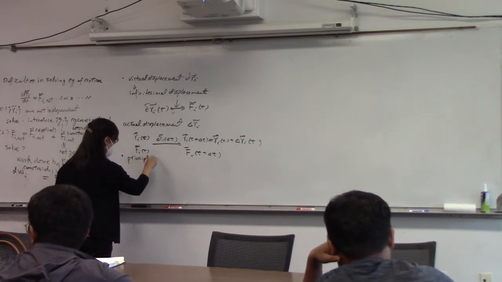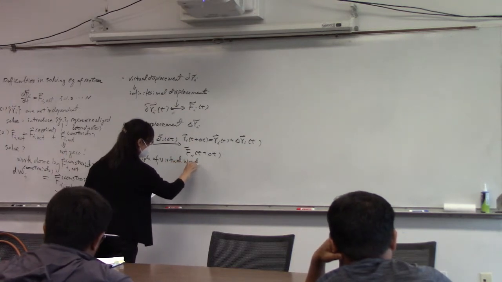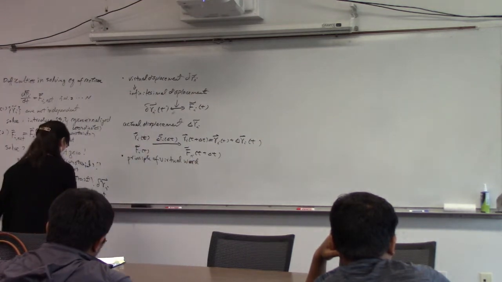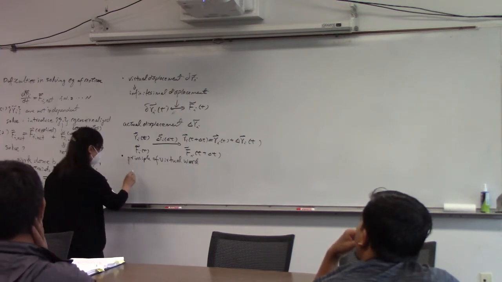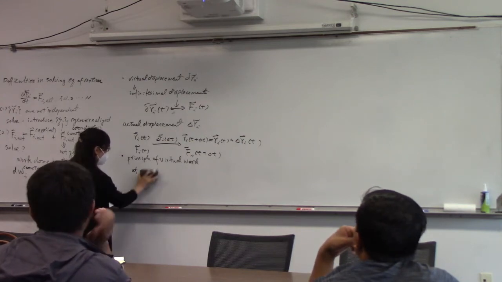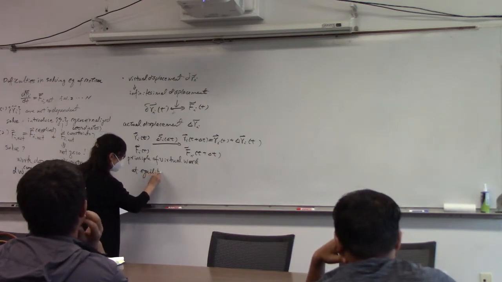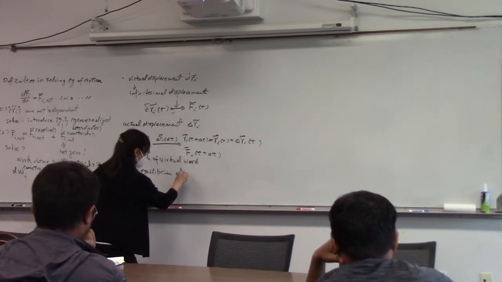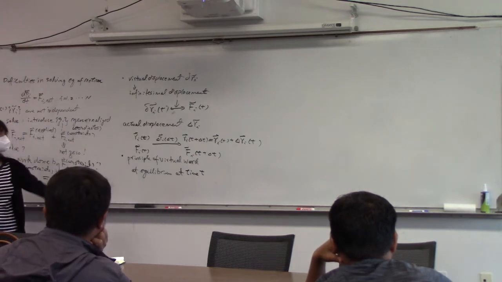Principle of virtual work. Since we are interested or focused on work, right? Let's first consider equilibrium. If the system is at equilibrium at time t, suppose at time t the system is at equilibrium. What does that mean?